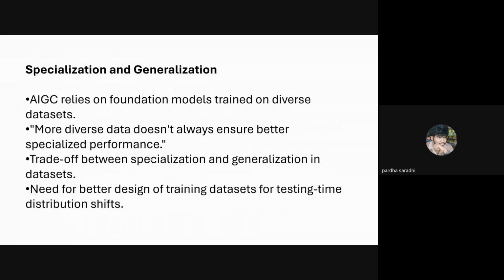And in the future we'll have more specialization and generalization in this field. We are going to see that more diverse data doesn't always ensure better specialization performance. People have to remember this: more data doesn't mean specialized performance. Specialized data will always give specialized performance. So always try to make your system specific to a single task, so that it will learn the same task again and again. It will do it better.